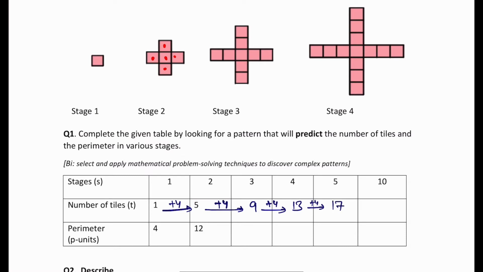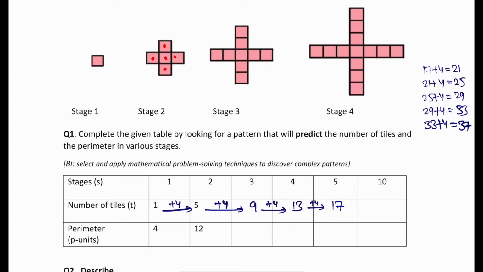Now after that you have to move up to the 10th stage. Add 4, you will get 21. 21 plus 4, you get 25. 25 plus 4, 29. 29 plus 4, 33. And 33 plus 4 equals 37. So up to the 5th stage it was 17. Now the 6th, 7th, 8th, 9th and 10th stages follow, so in the 10th stage we are going to have 37 tiles.